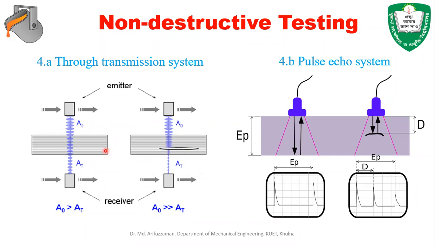And if you want to determine the thickness, then this will give you the thickness. Okay, a naught is the incident magnitude of the sound wave, and a t is the magnitude of the sound wave that is coming out of the specimen. Then the change will indicate how long it takes to travel, and then you can measure the thickness of the material. And the pulse echo system, do you have any question in here, about the through transmission system?